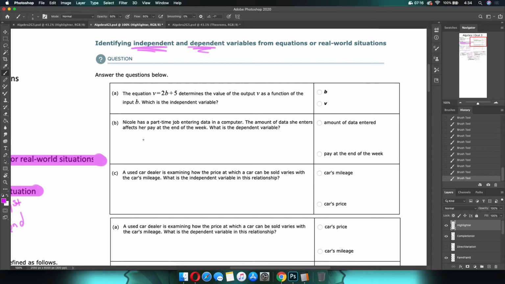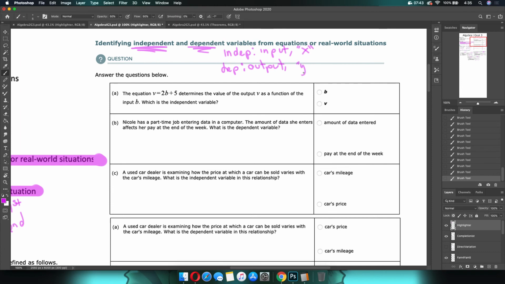Now, first things first, when you're looking for independent variables, those are things like your inputs. That's one of your keywords. Sometimes it's going to be your x if you have something in y equals mx plus b format. What else? Well, those are your key ones. Dependent is going to be your output.